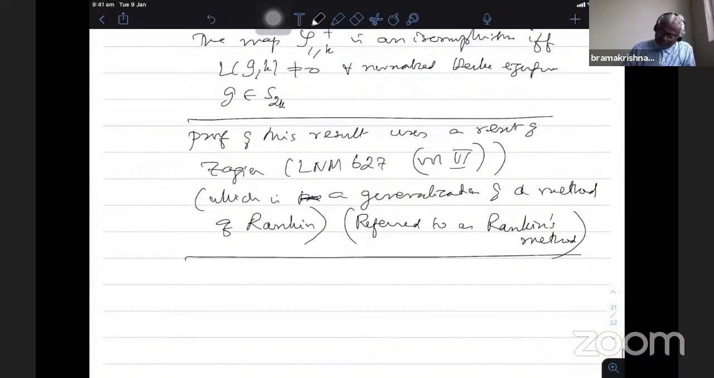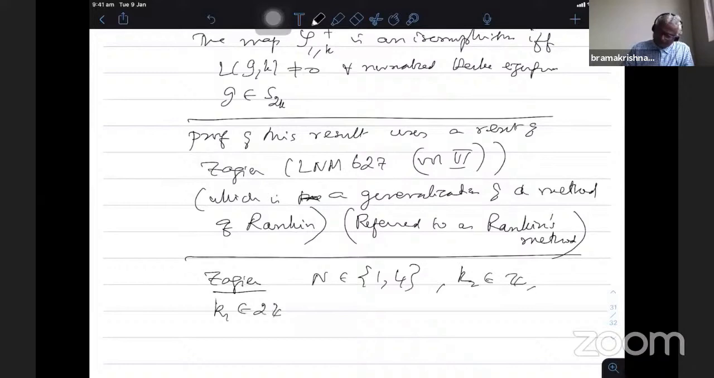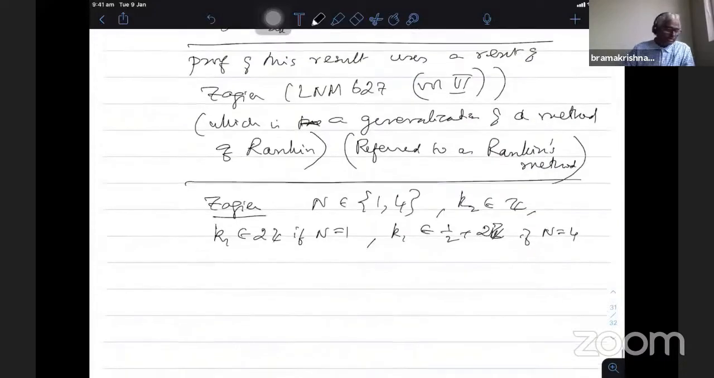So Zagier's theorem, the special case. Take N to be either 1 or 4. N equal to 1 means we are talking about integral weight forms. N equal to 4 means we are talking about half integral weight forms. You take the weight k2 always an integer. k1 is always an even integer if the level is 1, and k1 is half integral, of the form even k plus half where k is even, if N is 4. That's what you are taking.